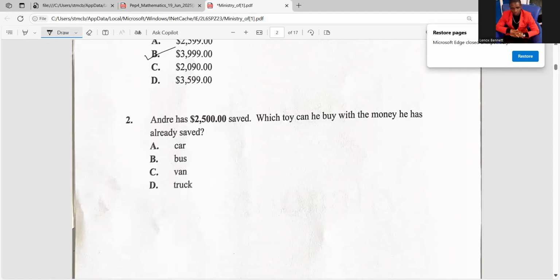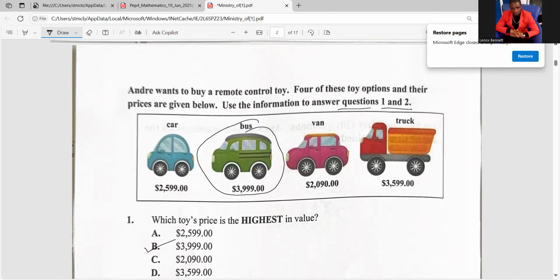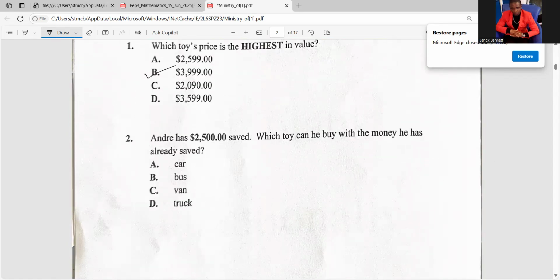Andre has $2,500. Which toy can he buy with the money he has already saved? So he has $2,500. So that would be the van, which is $2,090. So that's the van. So number 2.